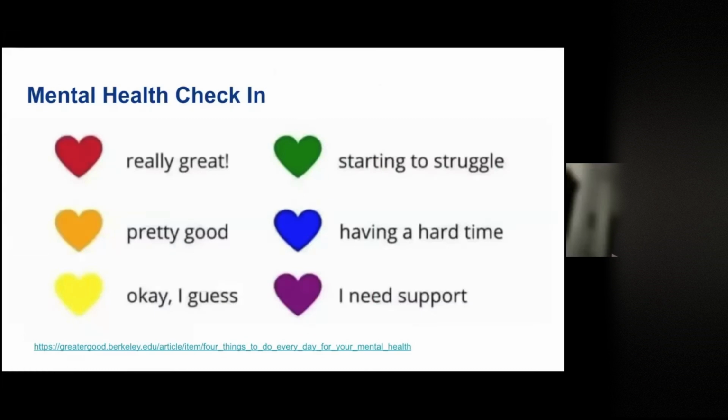Just for yourselves, we do this with our students as well. We use the zones, but we also use a visual like this. It's just for you in our meeting right now to figure out, where are you at? And this is a mental health check-in.